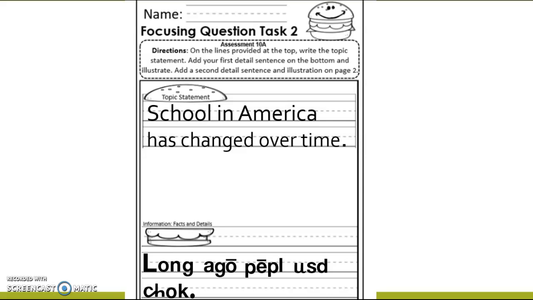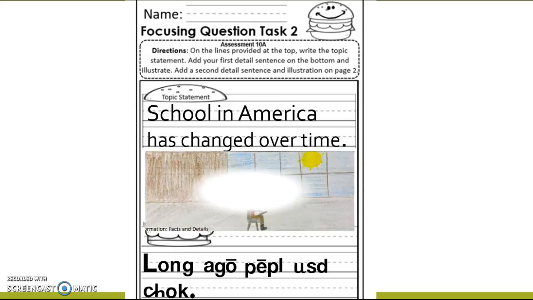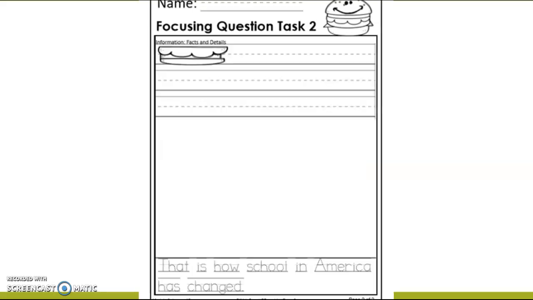And we're going to draw a picture that matches our sentence. Long ago, people used chalk. So Ms. Rodriguez drew a student using chalk writing on a slate. Now for the next page, we're going to finish adding our details. Our next sentence is going to be, now people use pencils.